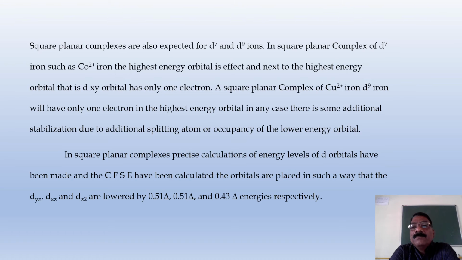In square planar complexes of d7 ions such as Co2+ ion, the highest energy orbital is dx2-y2, and next to the highest energy orbital, that is the dxy orbital, has only one electron. A square planar complex of Cu2+ ion, a d9 ion, will have only one electron in the highest energy orbital.